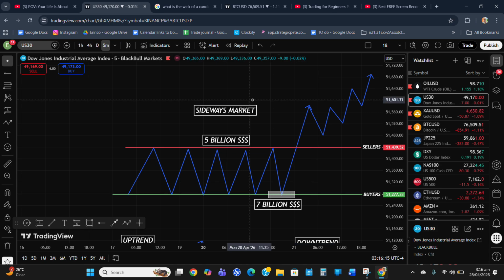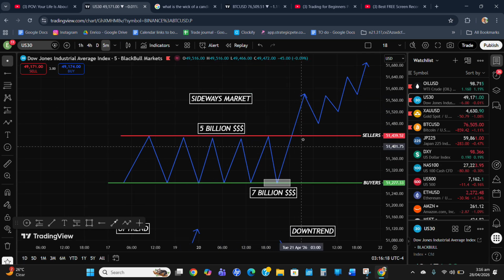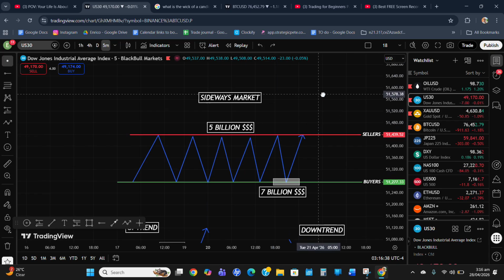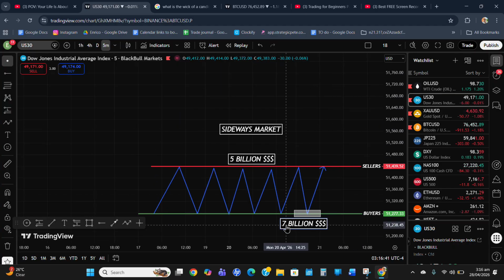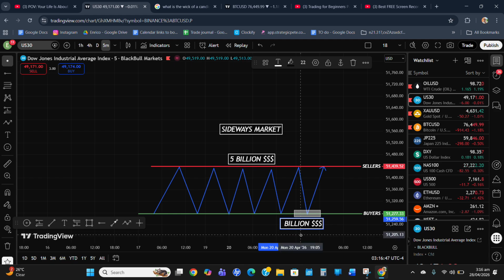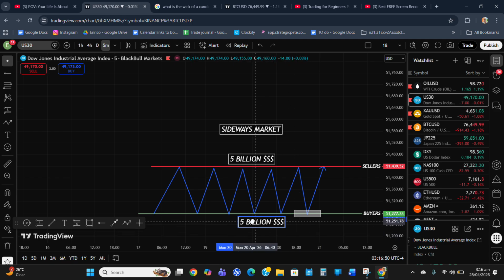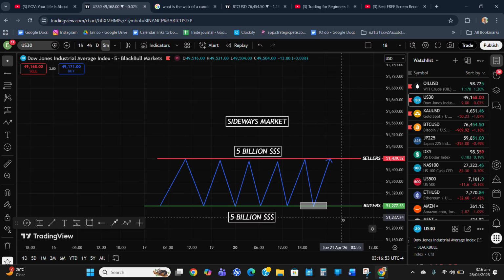Remember, sideways markets, consolidations, these markets are temporary because once buyers get more money or sellers get more money, we will eventually break out of this zone and start making an uptrend or a downtrend. Remember, this is what a sideways market looks like, where buyers and sellers have the same amount of money. So no one is in control within a sideways market.